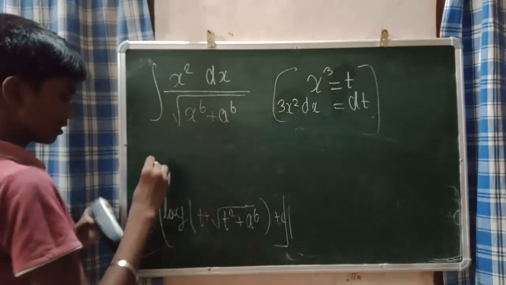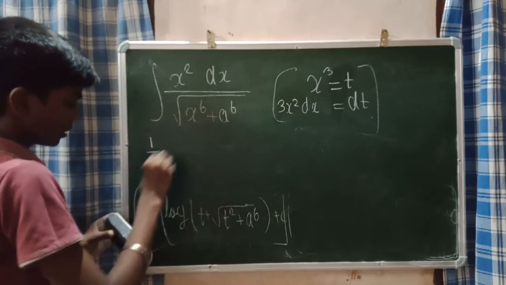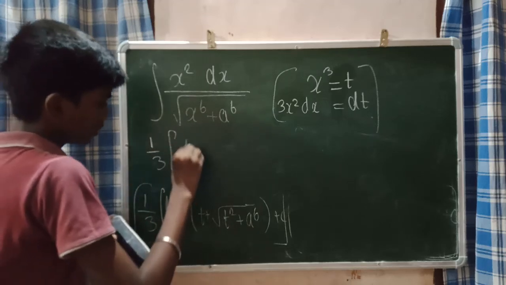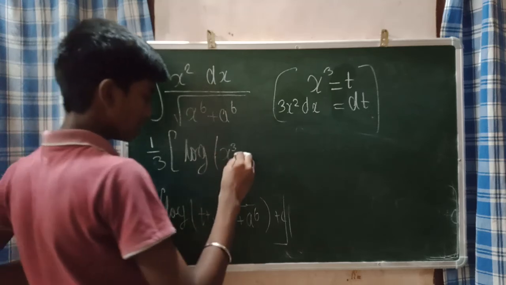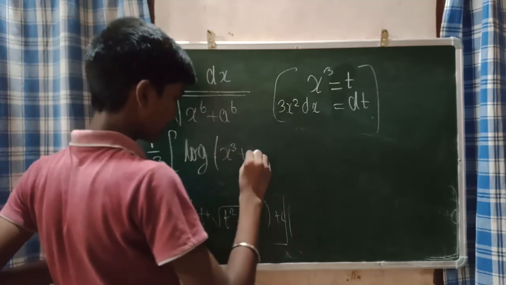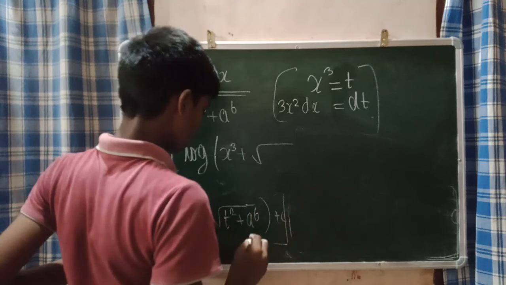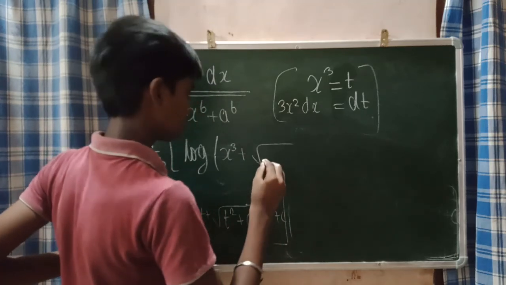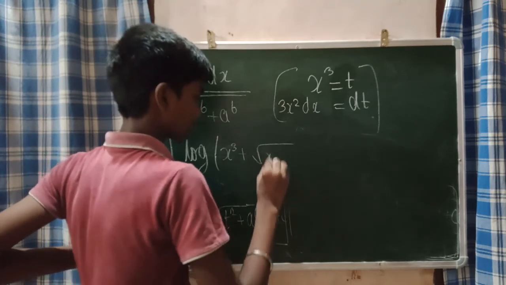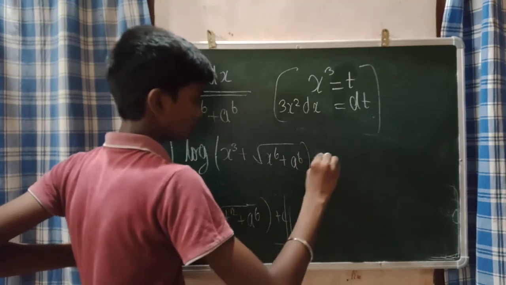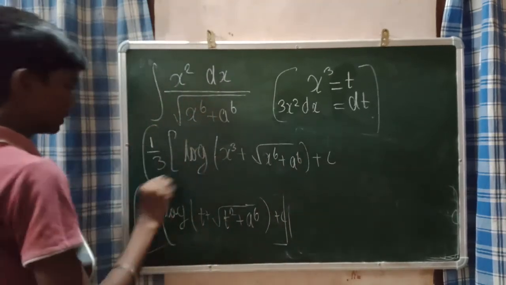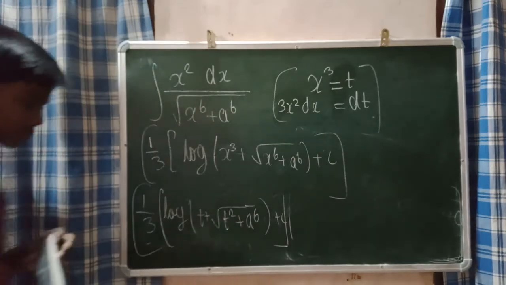Now apply this. Then we'll get 1/3 into log of t. What value of t did I take? I took t as x cube, then we'll get x cube plus root of t square plus a power 6. What is t square? That will be x power 6 plus a power 6, plus some constant is the answer for this question.